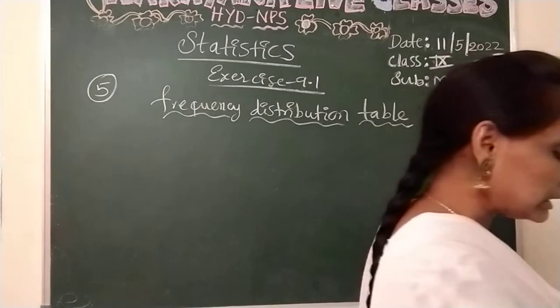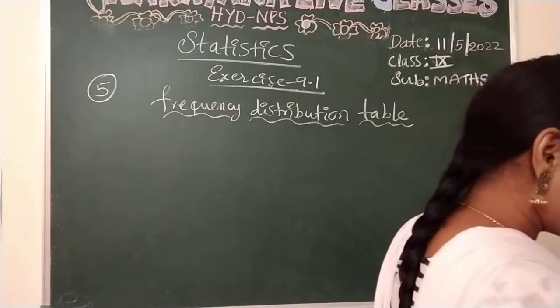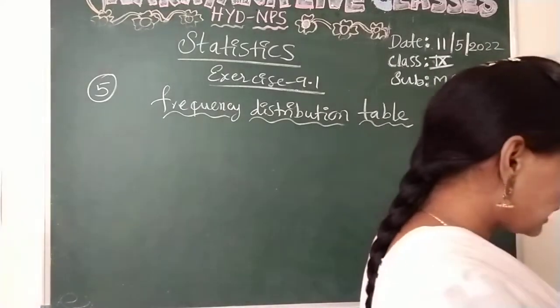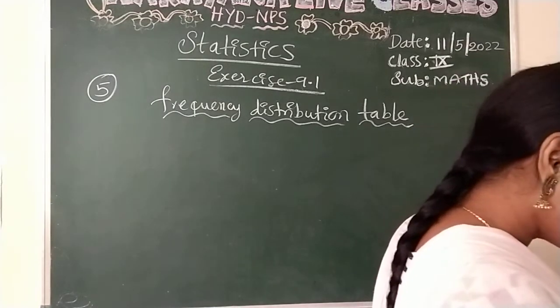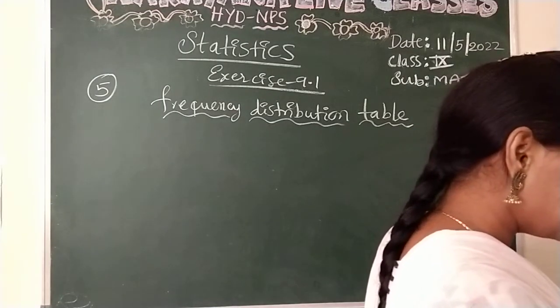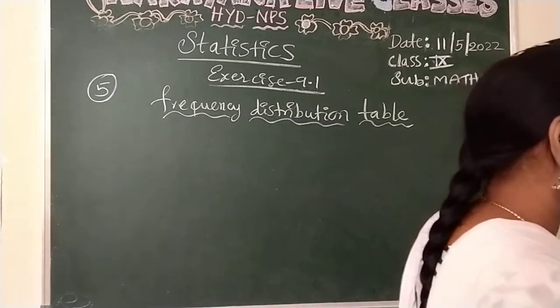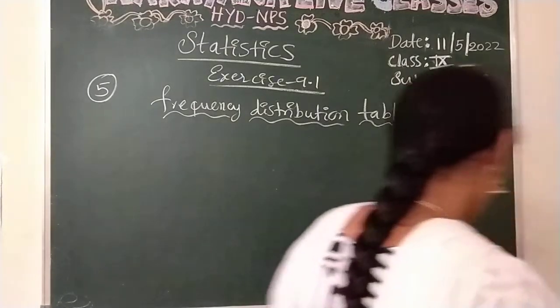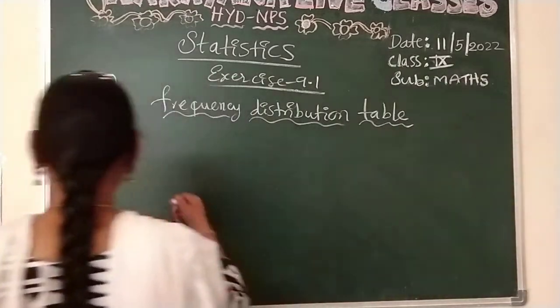Actually it is not clear in the textbook. Take it: cycle is given, next car is given, bike is given, auto is given. Now from that we can write the frequency distribution table.